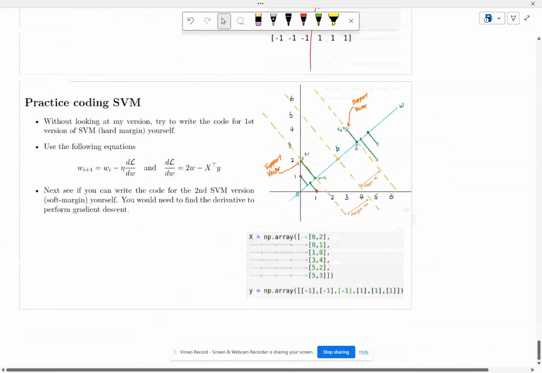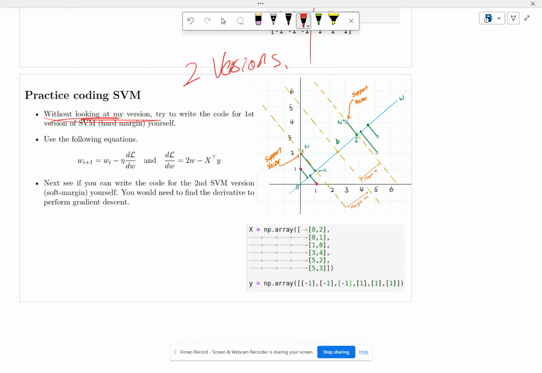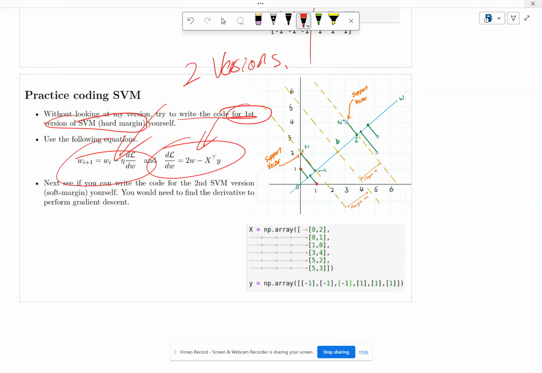Okay, so at this point, you've learned two versions of SVM. What I want you to do is, without looking at my version, try it first yourself. I wrote the code for you guys, but try to write the code for the first version and see. It's called a hard margin. See if you can do the first version. I mean, the gradient is pretty easy, right? So you should be able to calculate it. Use the gradient here and the gradient descent algorithm, and you should be able to classify these points. These are very simple points.